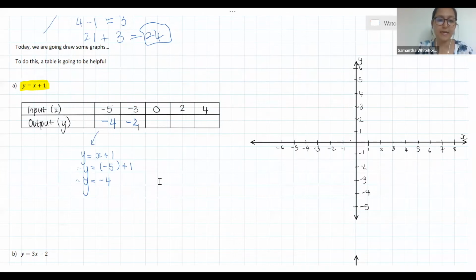All righty. Nikki, would you like to give us the output for 0 as my input? I said 1. Excellent. 0 plus 1 is indeed 1. Fantastic. Well done.